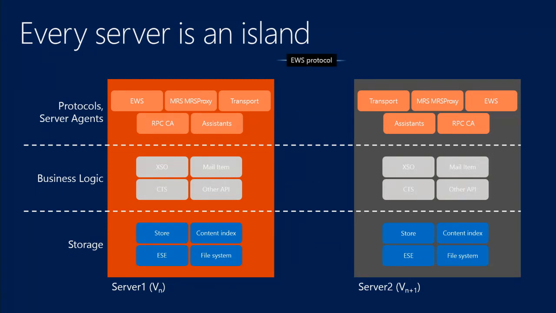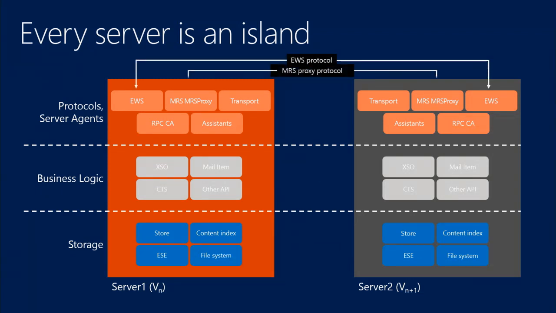So in 2013, we removed that. We force all communication to go through the application layer, through the transport protocol or MRS proxy or the Exchange Web Services, if we need to do some sort of communication for data on another server. So from a transport perspective, if I need to deliver a message from server 1 to server 2, I'm going to do that via SMTP. I'm not going to use RPC anymore. So it's an SMTP path.